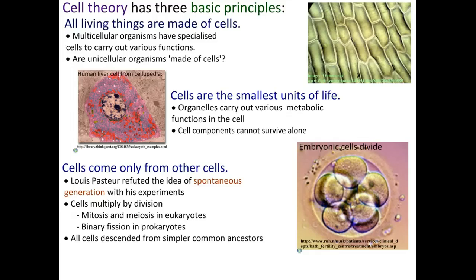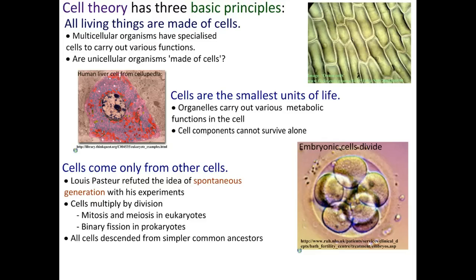The next point, cells are the smallest units of life. Organelles carry out various metabolic functions in the cell. And cell components cannot survive alone. So if we were to break apart a cell, all the macromolecules that a cell is made out of, the proteins, the lipids, the carbs, they don't survive alone. They don't meet the characteristics of life, again, which we'll talk about in just a minute.